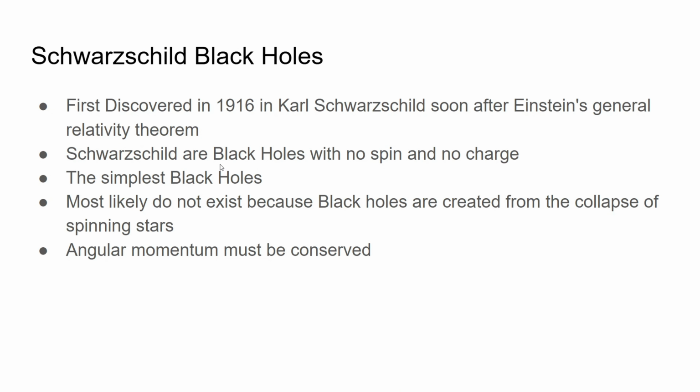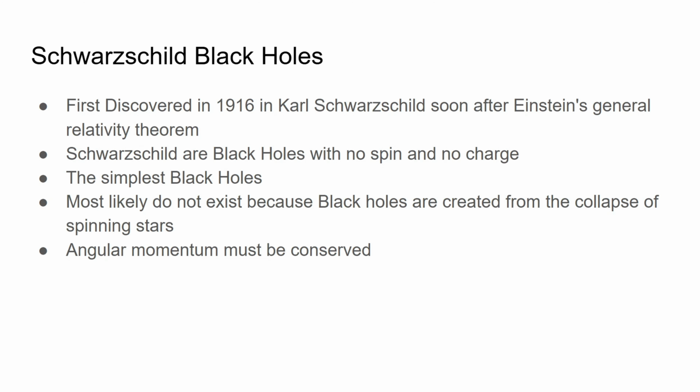Schwarzschild black holes were first discovered in 1916 by Karl Schwarzschild, soon after Einstein's general relativity theory. It was a solution to Einstein's general relativity equations, and it was theoretical. Black holes weren't actually observed until much later. Schwarzschild black holes are the simplest type of black holes with no spin and no charge, but this also means that they don't really exist in our universe.